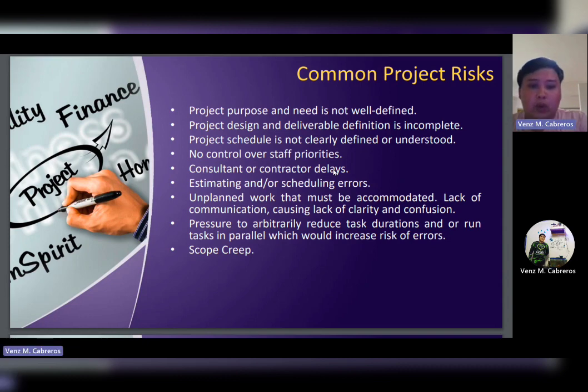Pressure to arbitrarily reduce task duration or run tasks in parallel, which would increase risk of error. Scope creep. Scope creep, so in project management, it refers to changes, continuous, or uncontrolled growth in a project scope at any point after the project begins. This can occur when the scope of a project is not properly defined, documented, or controlled. It is generally considered as harmful in the project.